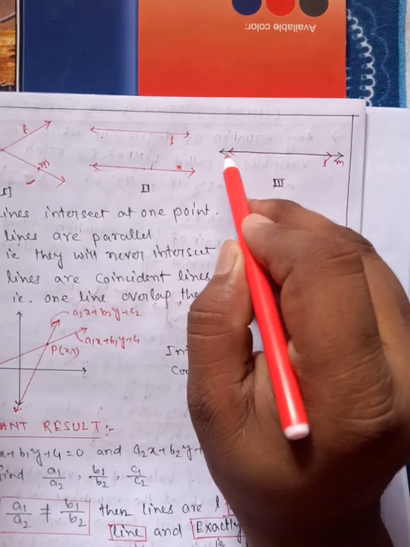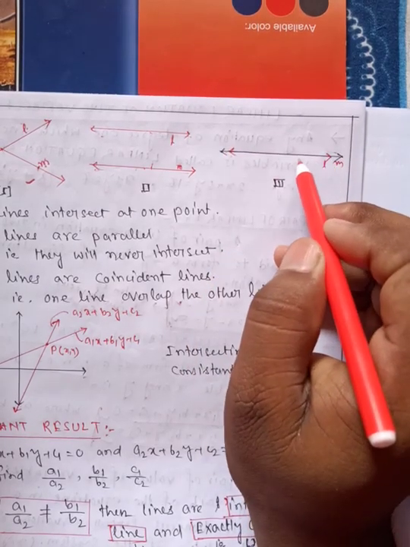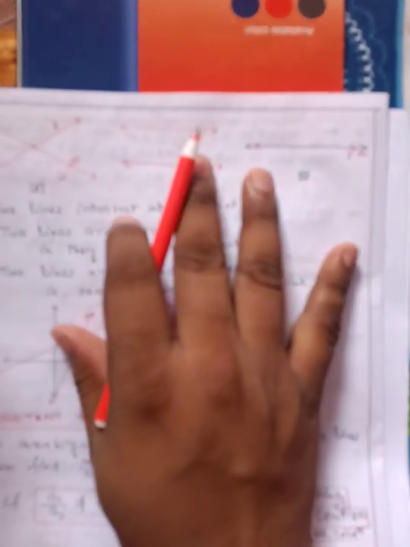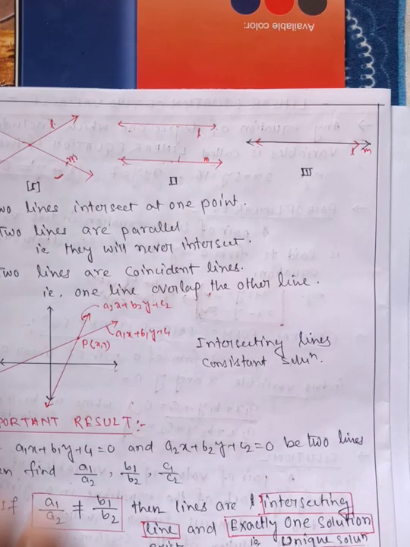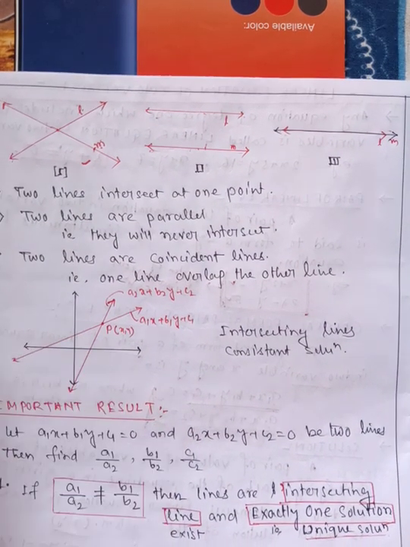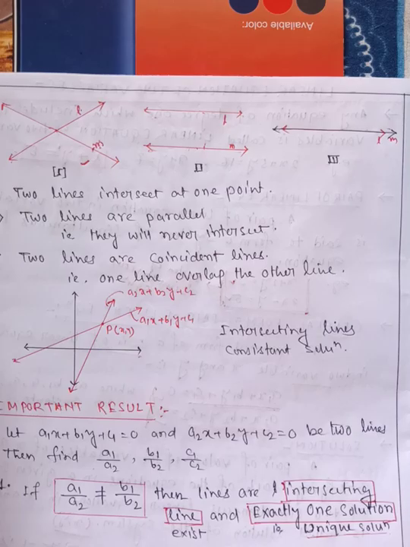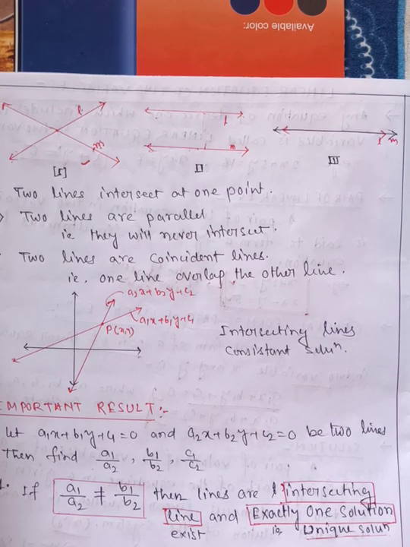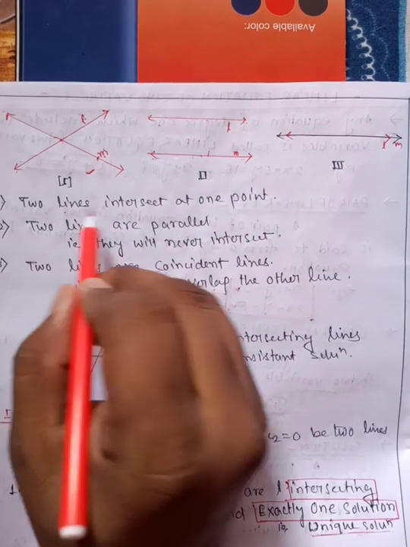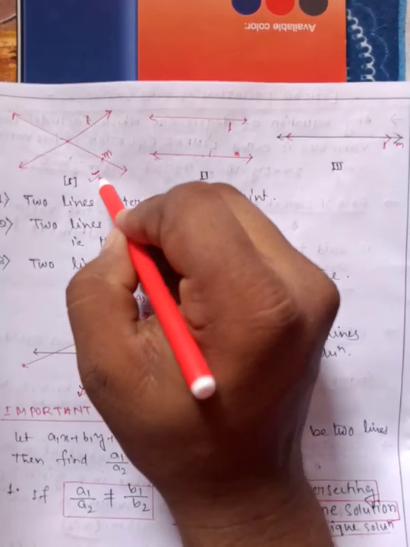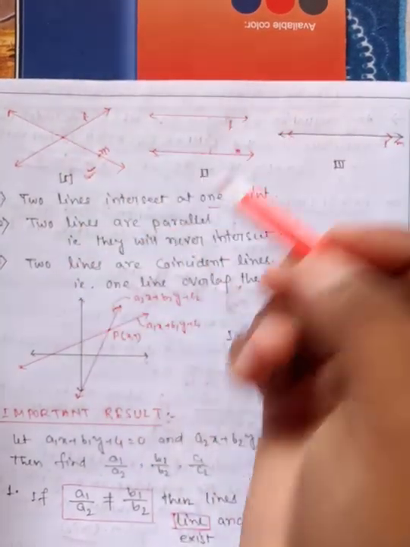So that is the straight line overlapping one with another. These are the three possibilities of simultaneous linear equations, that means considering two straight lines together. First case, two lines intersect at one point. In this case, these two lines are intersecting at one point.